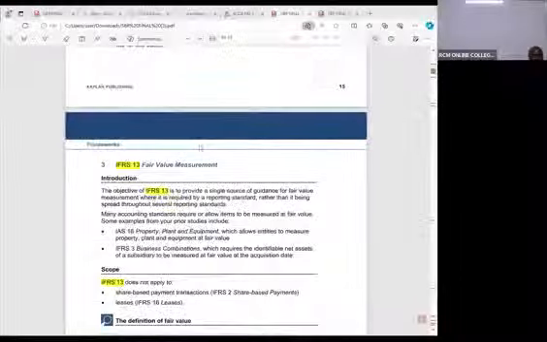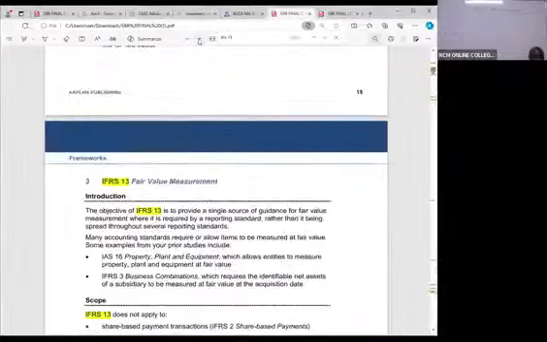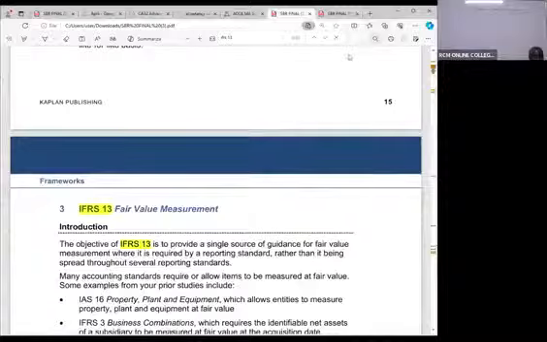It is page number 16 of our SBR book. Very important book. This book will make you see places. IFRS 13, fair value measurement. I will read through this very fast. It's a very short standard, and then I should be able to allow you to get to your normal things.